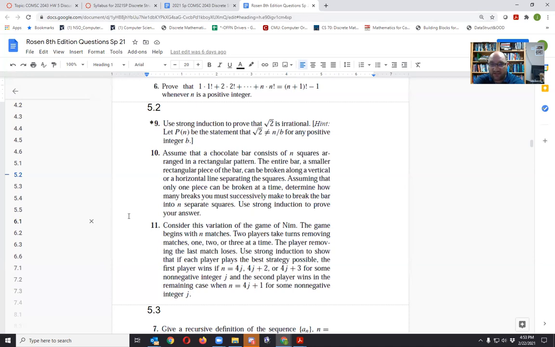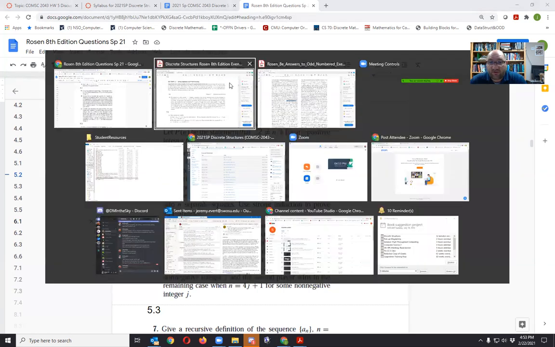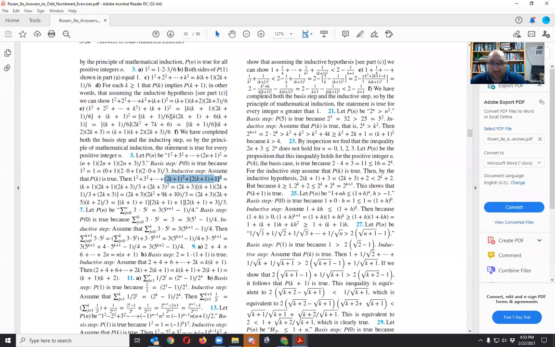Use strong induction to show that if each player plays the best strategy possible, the first player wins if n equals 4j, 4j plus 2, or 4j plus 3 for some non-negative integer j, and the second player wins in the remaining case. Okay, so I thought it looked like fun because it was a game, but it's not that fun of a game. So we'll bounce over here, and this is 5.2, problem 11.